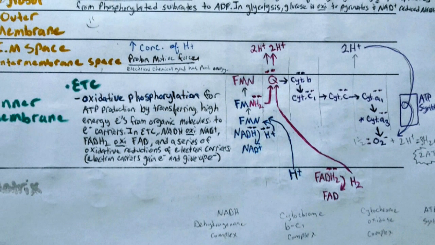it a little bit easier, if they ask you what is oxidative phosphorylation, then we're going to think of electron transport chain. Oxidative phosphorylation is for ATP production by transferring high energy electrons from organic molecules to electron carriers. In electron transport chain, NADH is oxidized or loses its electrons to NAD+. FADH2 is oxidized or loses its electrons to FAD, and a series of oxidative reductions of electron carriers, basically meaning a series of electron carriers gain electrons or give up electrons.